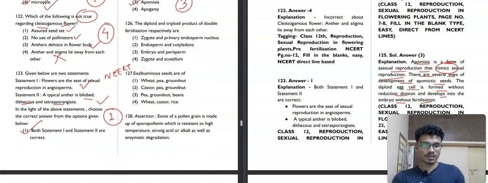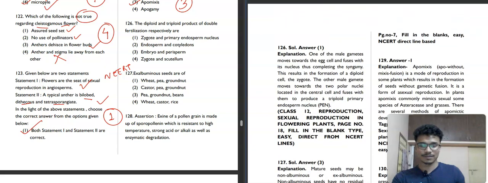Now we will move towards question 126. The diploid and triploid products of double fertilization are: zygote and primary endosperm nucleus, endosperm and cotyledon, embryo and perisperm, zygote and scutellum. Diploid means 2n, triploid means 3n, products of double fertilization. You also need to write this. Zygote, the fusion of male and female gamete, is known as zygote, that is 2n, diploid. Primary endosperm nucleus is 3n, triploid. So the first option will be our correct answer here.